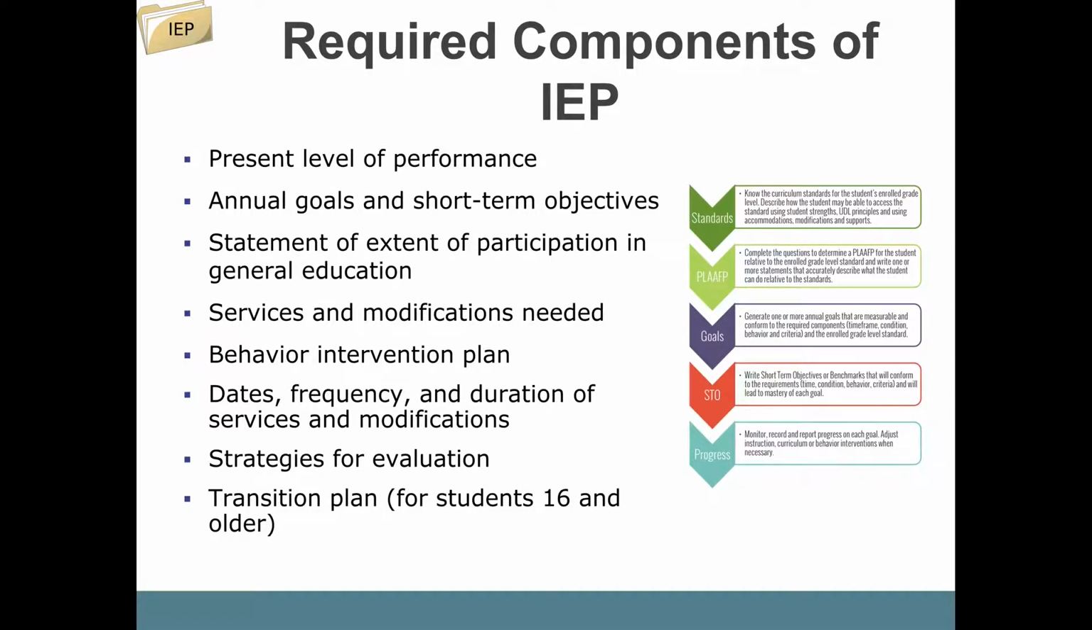And then you will need to describe the strategies for evaluation, or how you will evaluate the outcomes. And then for students who are 16 and older, you will want to talk about a transition plan for how they will transition into young adulthood post high school or secondary education. So those are the components, and we'll kind of hit especially on the PLAAFP and then the annual goals, or I'm sorry, the measurable goals as we go throughout.